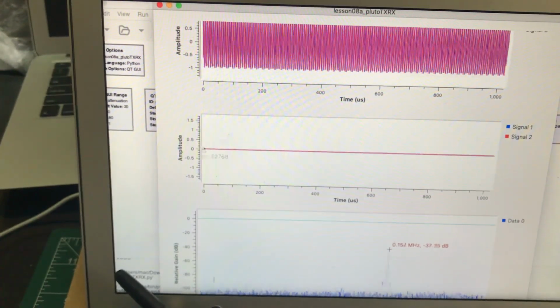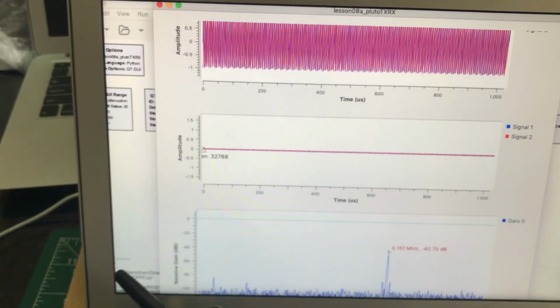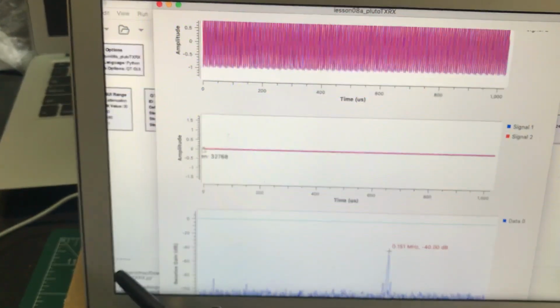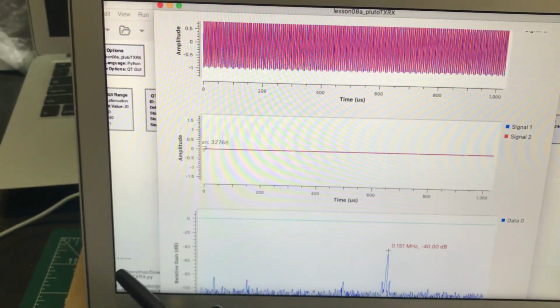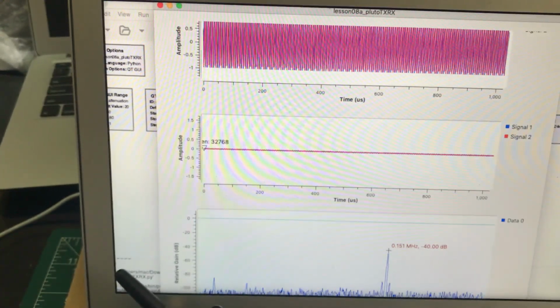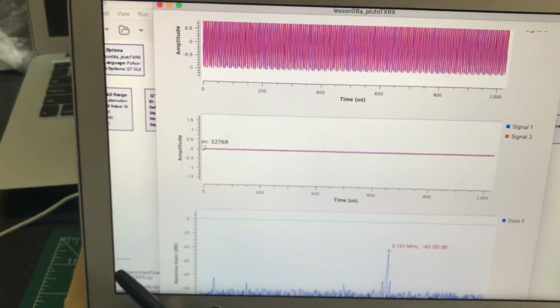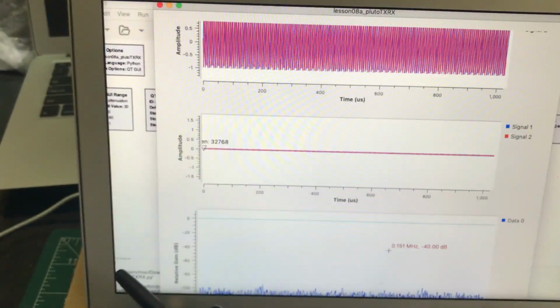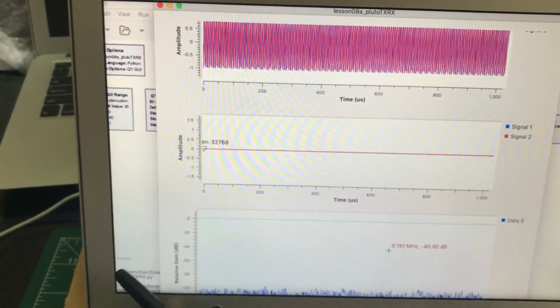All right, so let's just quickly look at it. How strong is that signal? That signal is at about 151 kilohertz. I just need to move my cursor. Negative 40 dB. All right, so this is going to be our base. Based on this, we're going to judge whether attenuation indeed is taking place.